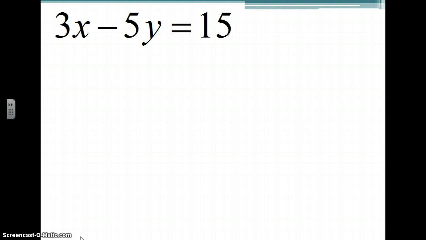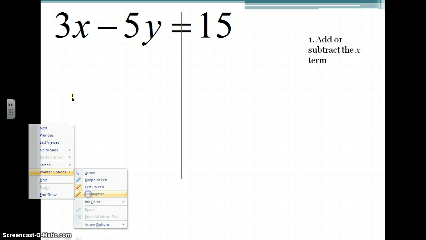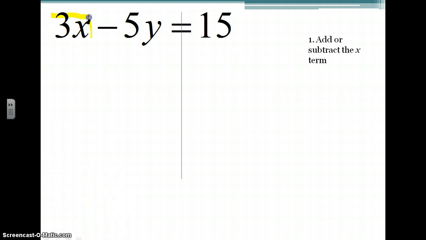So now let's look at the example: 3x minus 5y equals 15. First, we're going to draw our river. Then step number 1 says add or subtract the x term. Well, if you look, our x term is 3x. Since it is a positive number, we are going to subtract it from both sides.